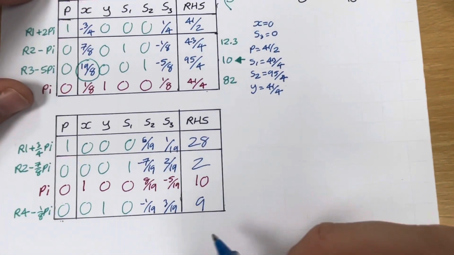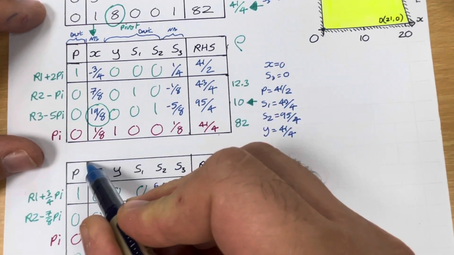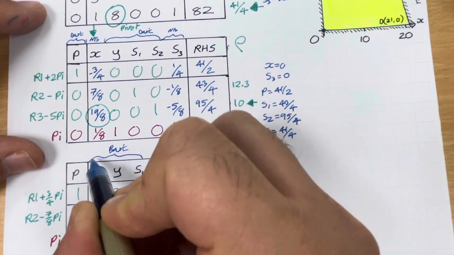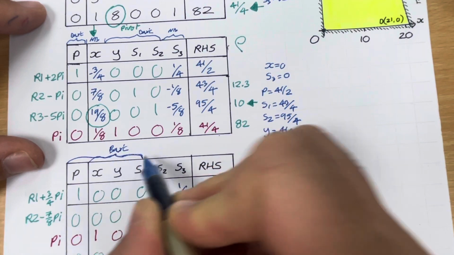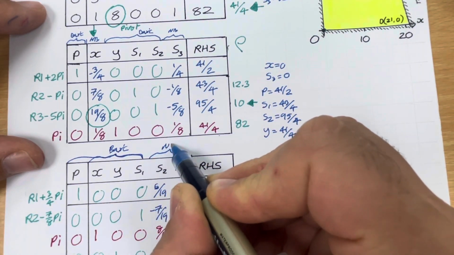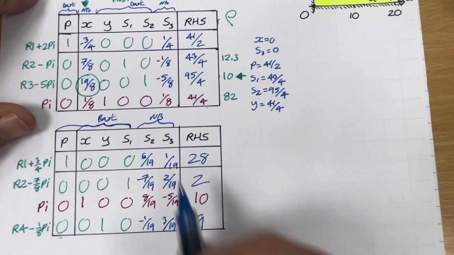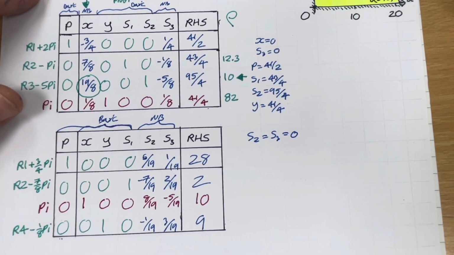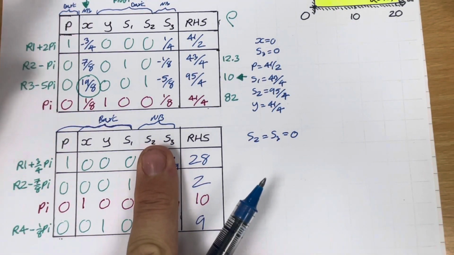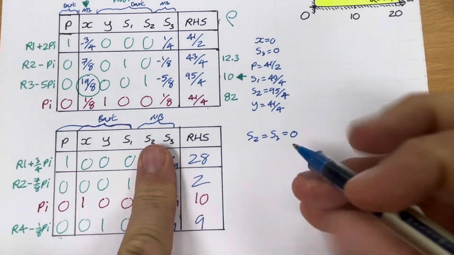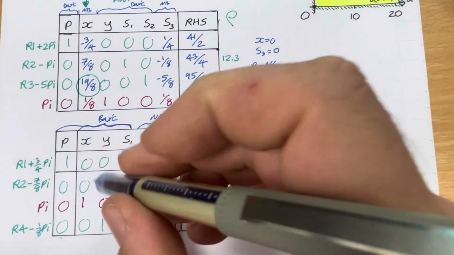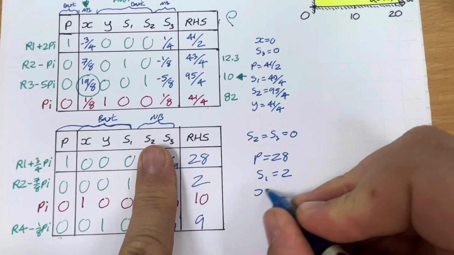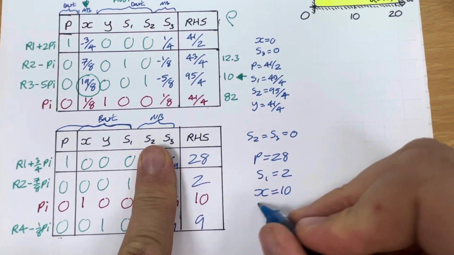Okay, right, so what have we got this time? These 4 are basic, and these 2 are non-basic. So we're going to set S2 equal to S3 equal to 0. That's our choice. We have our 2 degrees of freedom. We choose those 2 to equal 0. And that leaves us with P equal to 28, S1 equal to 2, X equal to 10, and Y equal to 9.